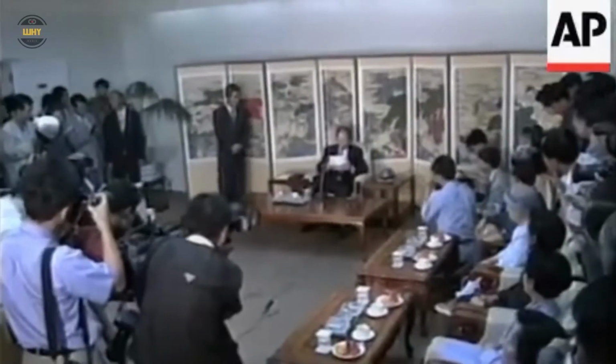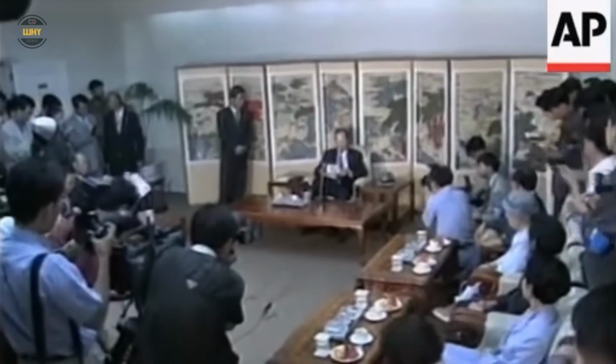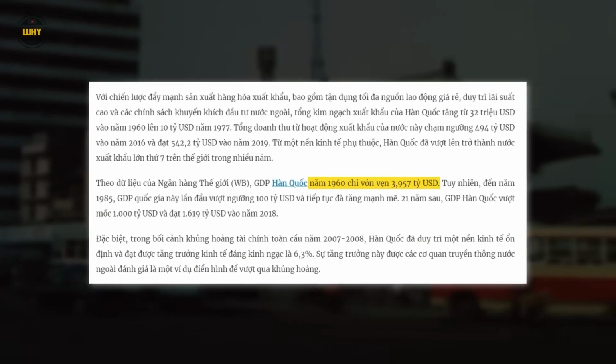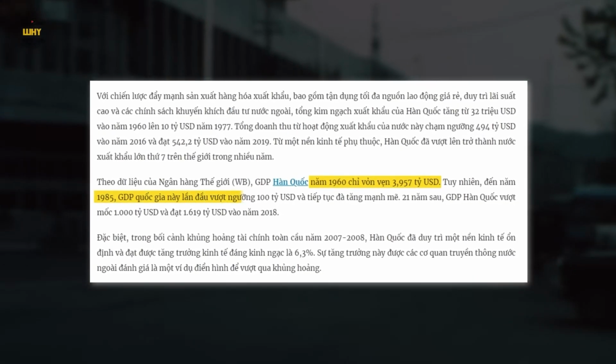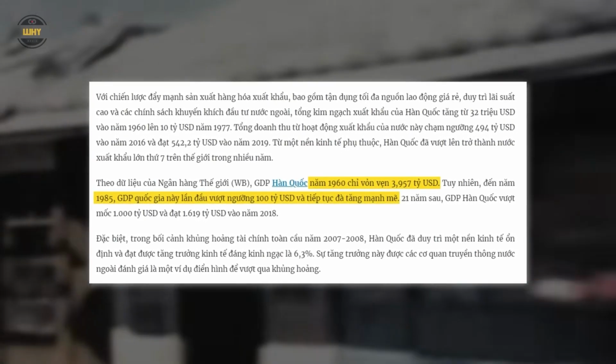Many founders and leaders of these companies were trained in the U.S. or participated in U.S.-funded training programs, equipping them with advanced management and technological skills, thereby contributing to the development of these industries in the industrial period. According to the World Bank, South Korea's GDP in 1960 was only. However, by 1980, the country's GDP had exceeded $100 billion for the first time and continued to grow strongly.